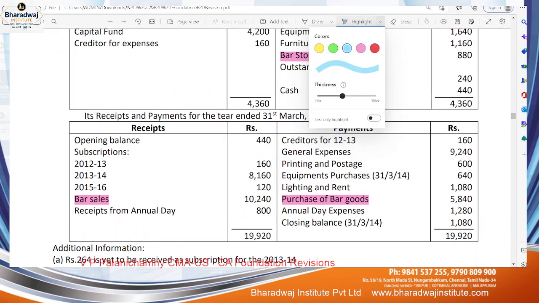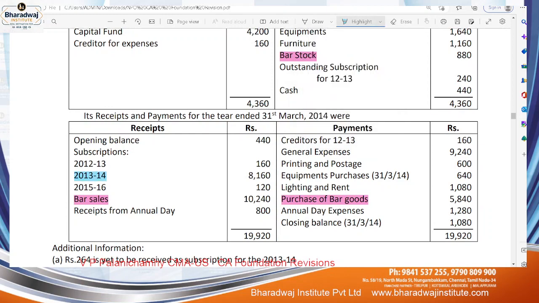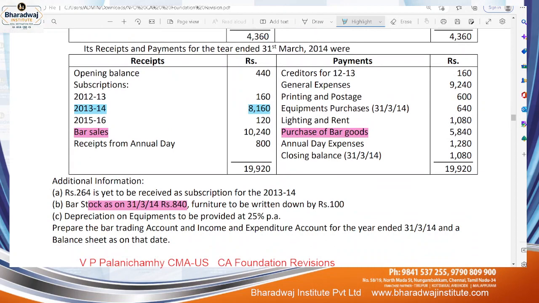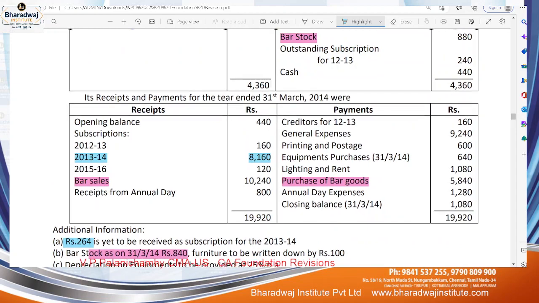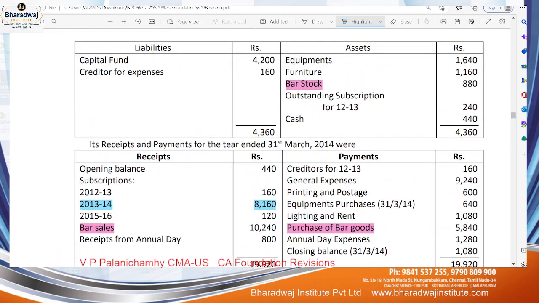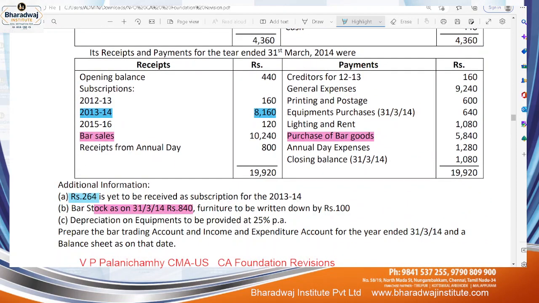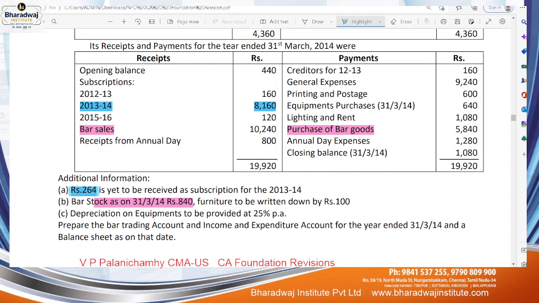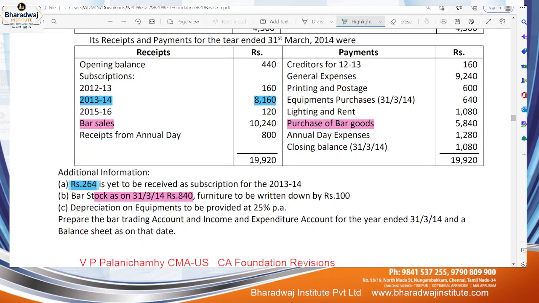Then wait, no need to prepare subscription account. Year-wise breakup is available, இருந்தா simple-ஆ போட்டுடலாம். What is current year-ஓட collection? 8160 plus current year-ஓட outstanding amount எவ்வளவு இருக்கு? 264, direct எடுத்துக்கலாம். No need to prepare any account. Income should be recognized for current year. Direct income and expenditure account போட்டுக்கலாம். No need to prepare which account? Subscription account.